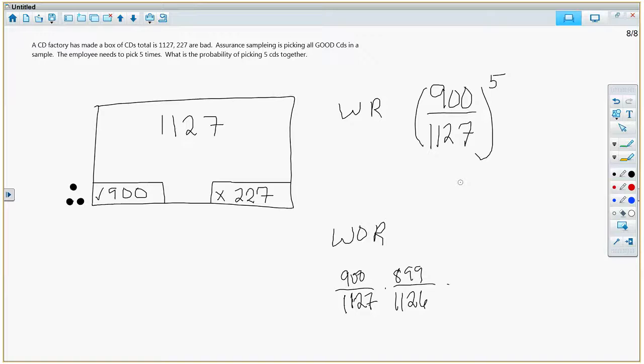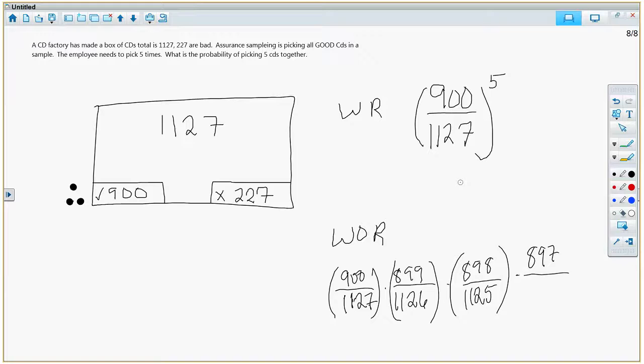This is your first pick. This is your second pick. This is your third pick. 898 over 1125. 897 over 1124. And the last one is 896 over 1123. Good.